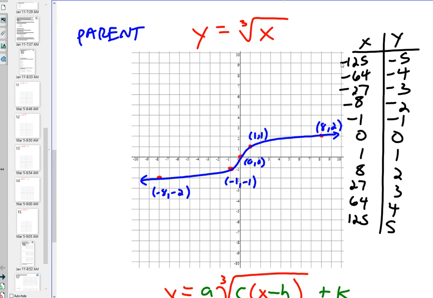I'm not sure. 8 is 724. What's 8 to the third power? 512. Okay. And here we go.